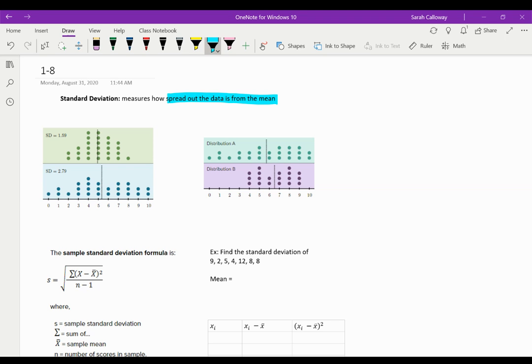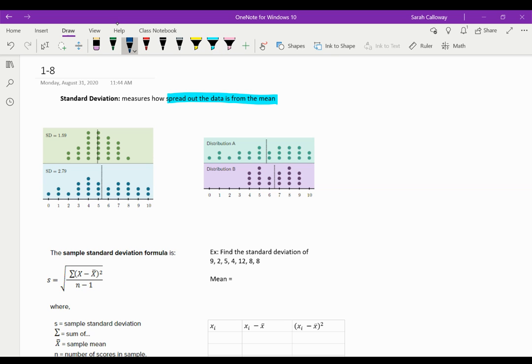I have two data sets shown here. So in the first one, the standard deviation is 1.59. And so you can see that the dotted line that represents the mean, all the dots are pretty close to that value versus the one with the standard deviation of 2.79. The values are further away from the mean that is represented by that dotted line. And so visually, that's what a larger versus smaller standard deviation looks like.